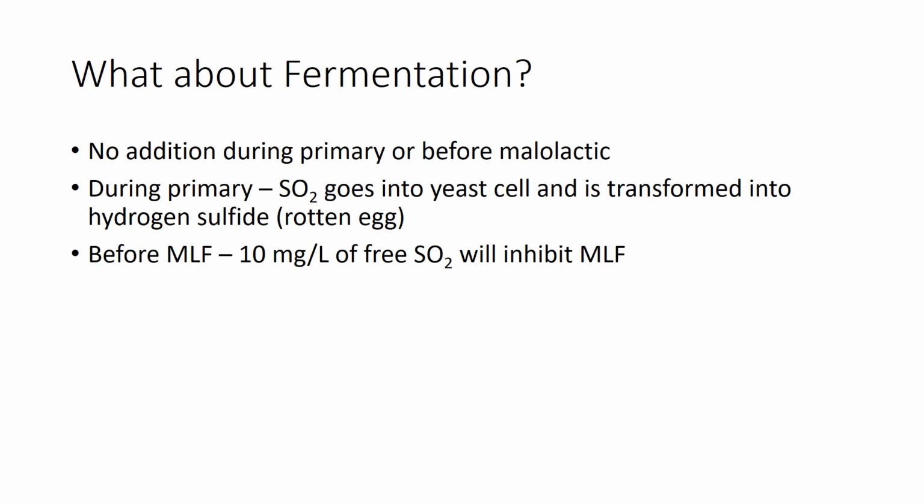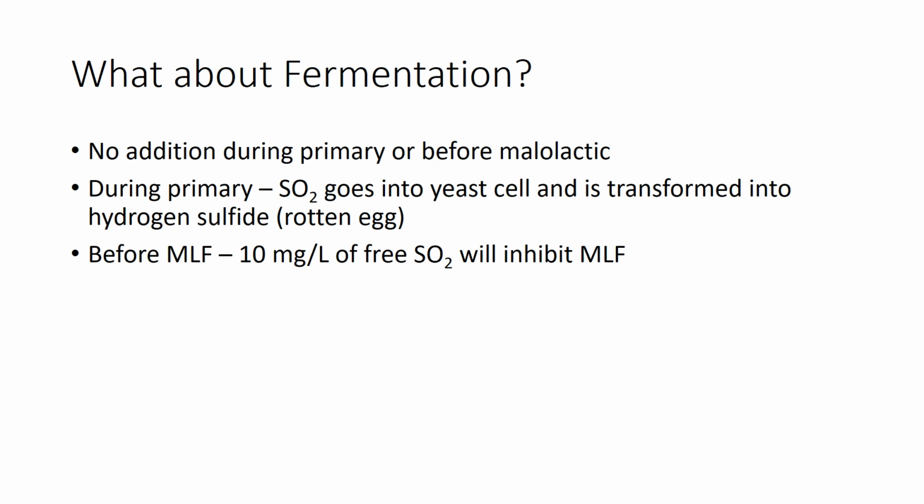And you may be thinking to yourself, what about fermentation? We went directly from cold soak to post-malolactic. Winemakers do not want to add sulfur dioxide during primary or before malolactic. If they add sulfur dioxide during primary, that SO2 goes directly into the yeast cell and is transformed into hydrogen sulfide, or H2S, and that has a really distinct rotten egg aroma.